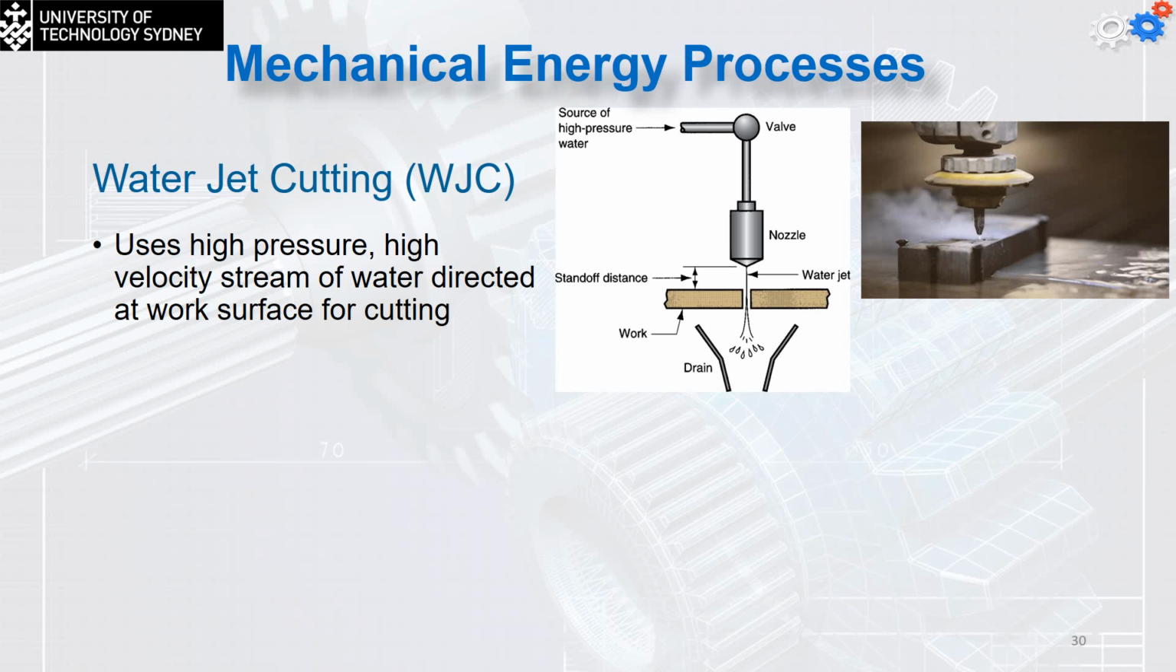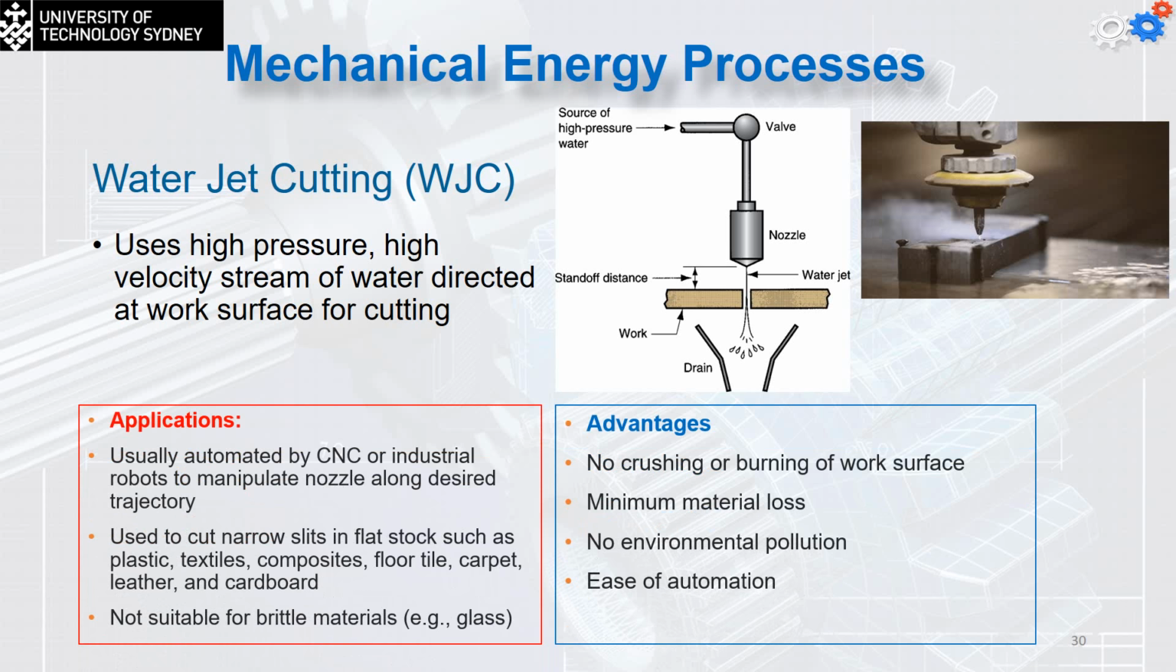Depending on the pressure and how close your cutting tool is to your work, you can do either the cutting or only the engraving. So it uses a very high pressure, high velocity stream of water directed at the work surface for the cutting process. The applications are usually automated by a CNC or industrial robots to manipulate the nozzle along the desired trajectory. So simply the valve is going to be connected to a robot or something like a 3D printer, in 2 dimensions and 3 dimensions for the depth of the cut, and can do the work on the surface.